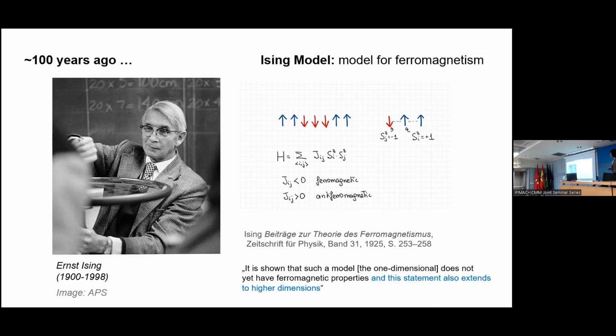And this is the danger that we have in physics, that we tend to generalize whatever findings we have to the most general case. And this is what he did. So then he said, and this statement also extends to higher dimensions. So with this statement, he was basically saying, forget about this model. This is not the right model to describe ferromagnetism in materials in any dimension.